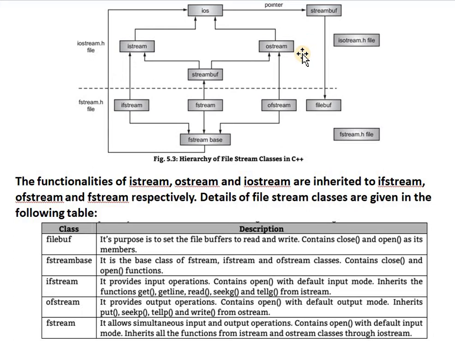Then the next one is the ifstream class. This class inherits both the fstreambase and istream classes. It can access member functions such as get, getline, seekg, tellg and read. These are the different functions provided by the ifstream class, and it allows input operations and provides open with the default input mode.